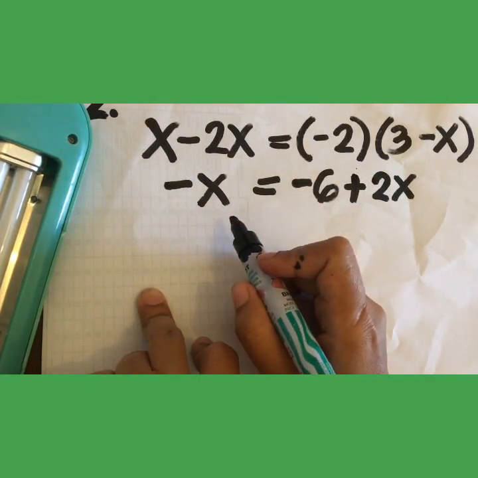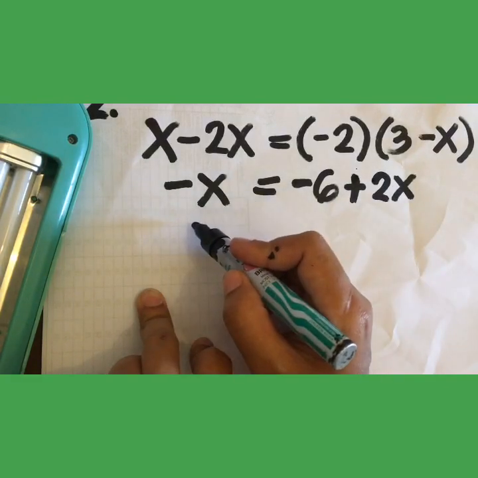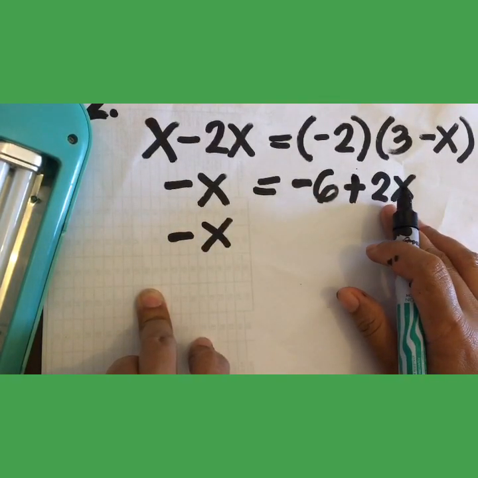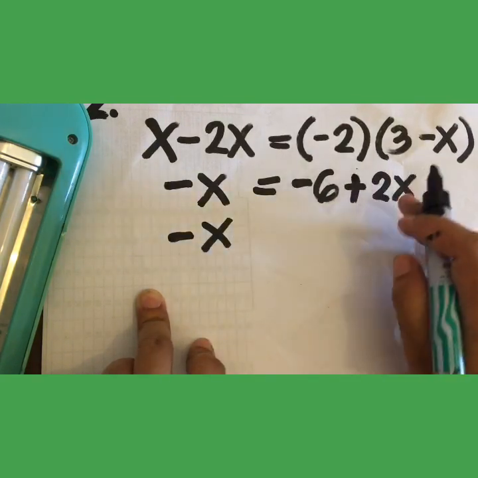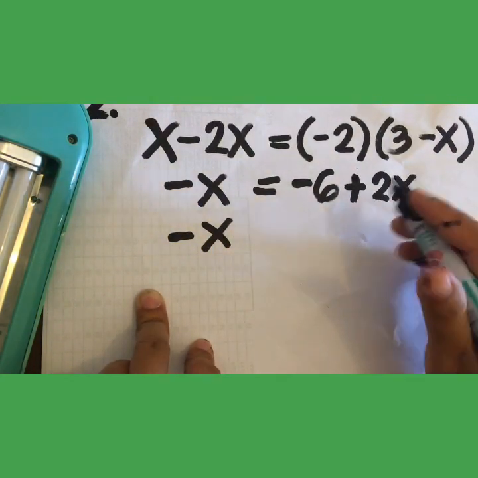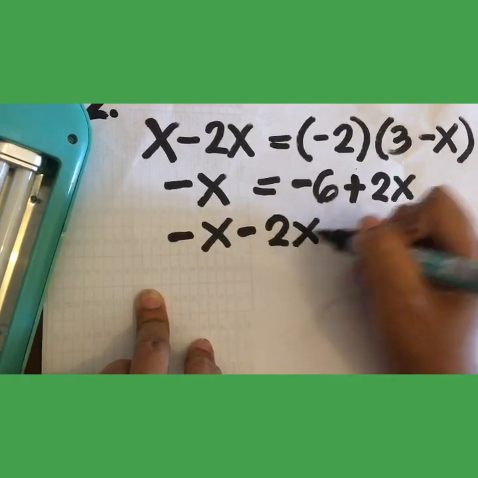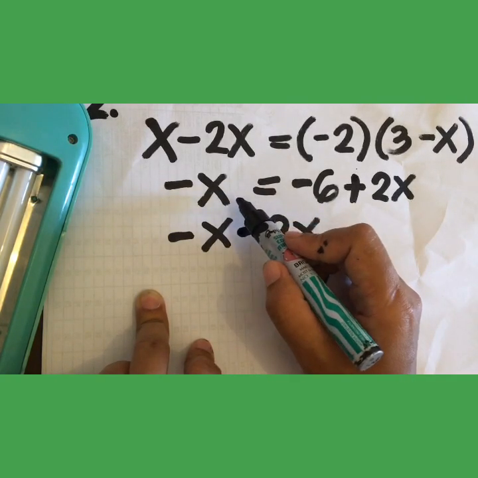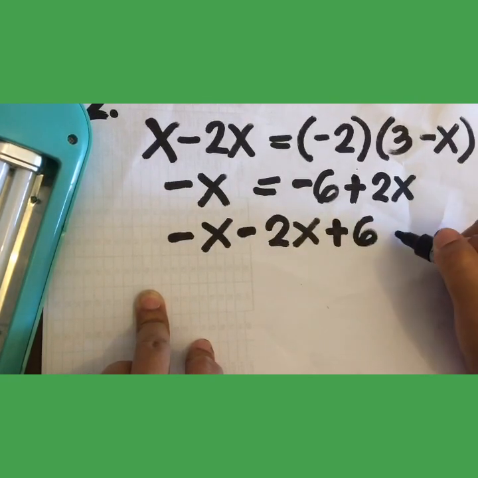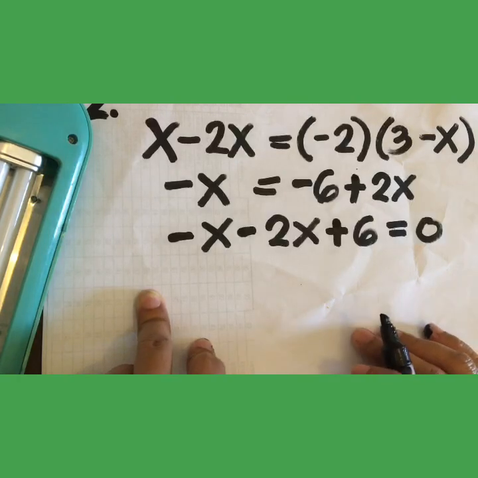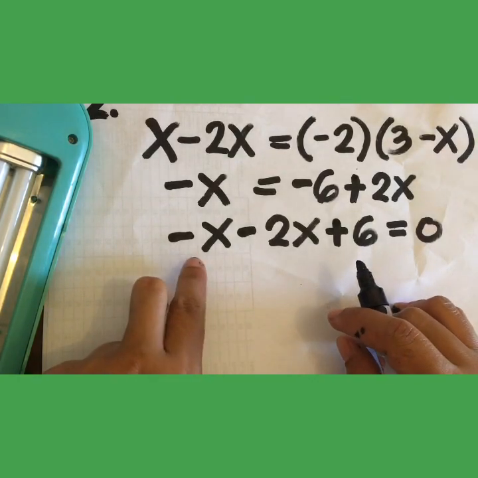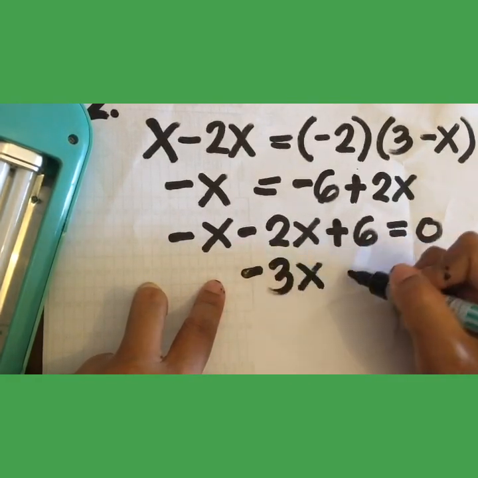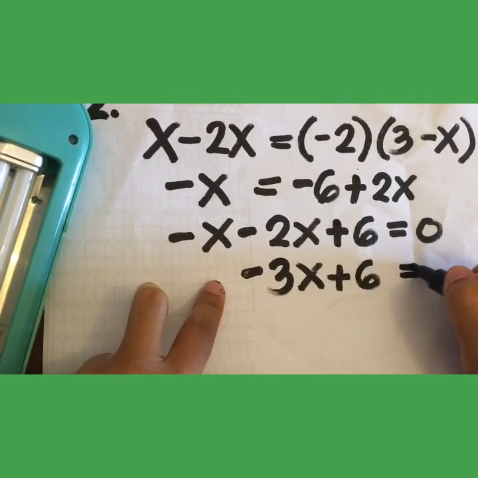Okay? So, after that, we transpose these two terms here to the other side so as to combine like terms. So, I'll bring down first negative x. Then, as I transpose positive 2x to the other side, I'll also change it to its opposite sign. So, that becomes negative 2x. Then, I still have here negative 6. So, I'm gonna transpose it there to the other side, making it positive 6 equals 0. Okay? So, now, negative x minus 2x is negative 3x plus 6 equals 0.